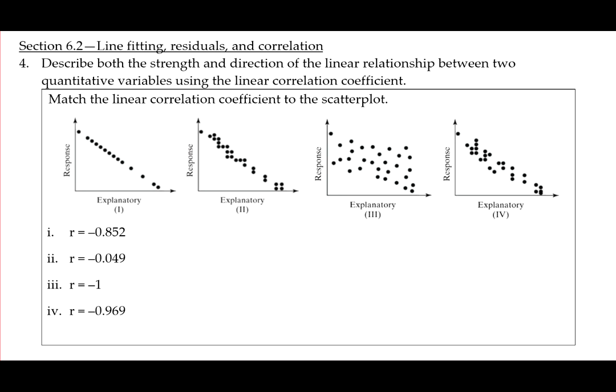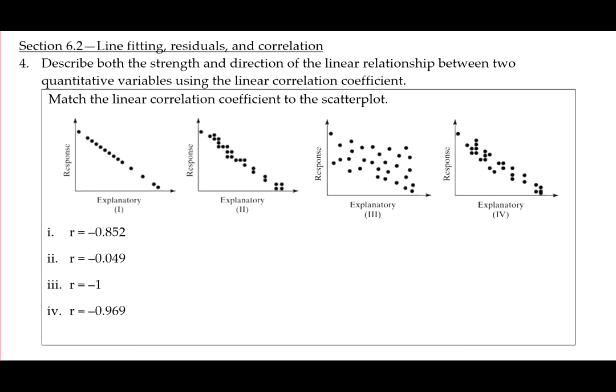The fourth learning objective in section 6.2 is to describe both the strength and direction of the linear relationship between two quantitative variables using the linear correlation coefficient. Match the linear correlation coefficient to the scatter plot. There are four scatter plots shown here.